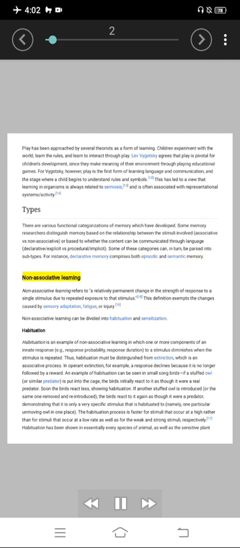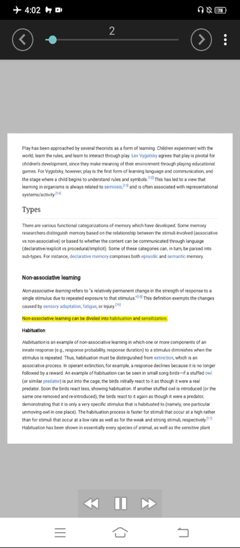Non-associative learning. Non-associative learning refers to a relatively permanent change in the strength of response to a single stimulus due to repeated exposure to that stimulus. 15. This definition exempts the changes caused by sensory adaptation, fatigue, or injury. 16. Non-associative learning can be divided into habituation and sensitization.